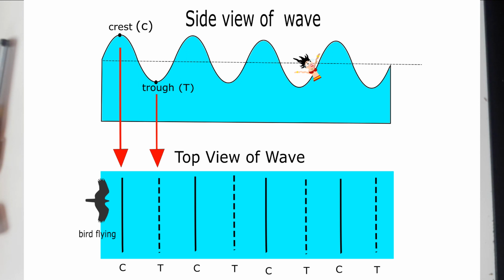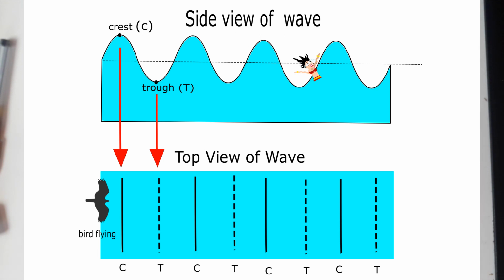Now, from the side view, you can easily make out the crest or the trough. But that's a side view, like I said. Now, imagine that you were a bird and you were flying over the wave. It may not be easy to identify the crest or the trough. So, on a diagram, if you're viewing the wave from the top, if you look at the diagram on the bottom, you will see a bird flying over the ocean. You represent the crest with the solid line. So every time the wave is completely to the top, at its highest point, you will see a solid line. And the troughs are represented with dashed or broken lines.